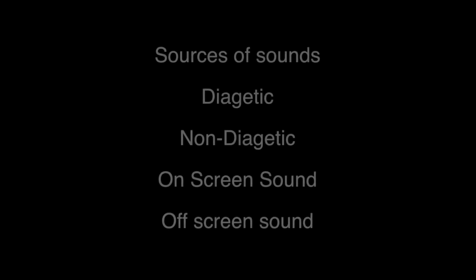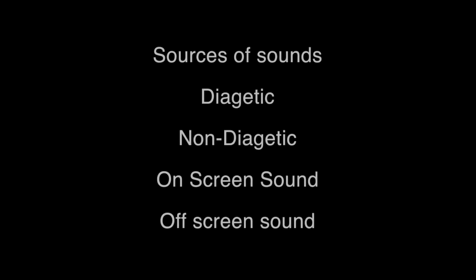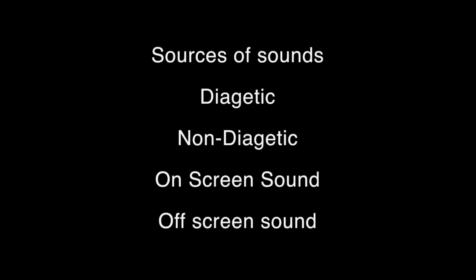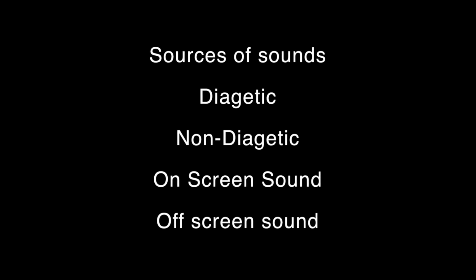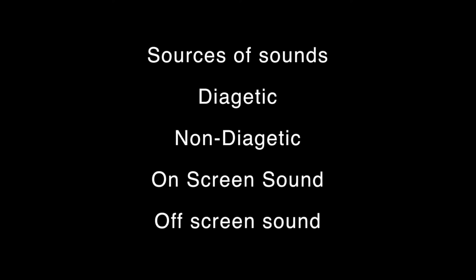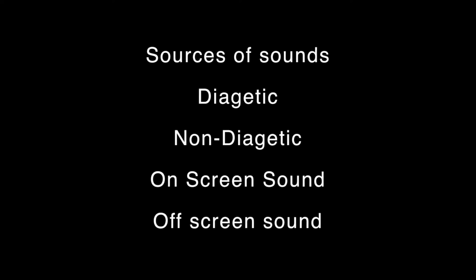Before talking about Stanley Kubrick's 2001: A Space Odyssey, we'll have to talk about the types and sources of sound. For sources, you have diegetic, non-diegetic, on-screen sound, and off-screen sound. Diegetic comes from a source within the film's world. There are sounds heard by both the movie's audience and characters. Non-diegetic, however, comes from a source outside that world and is only heard by the audience.